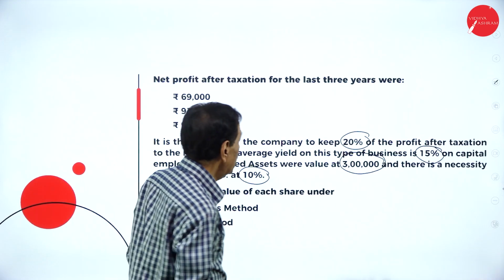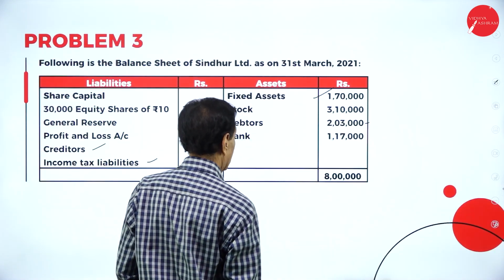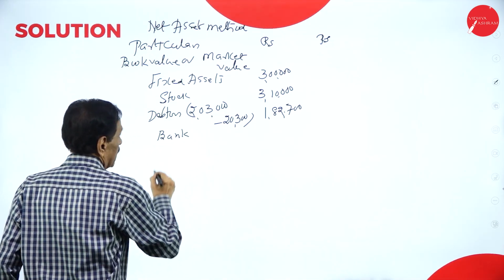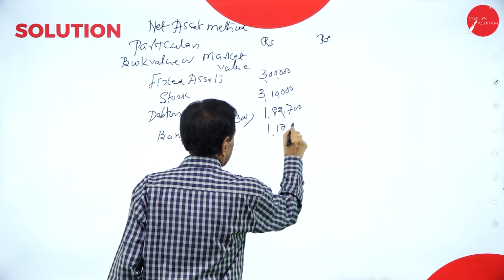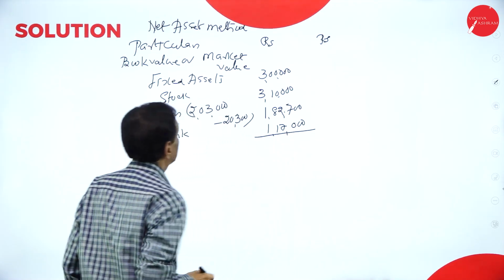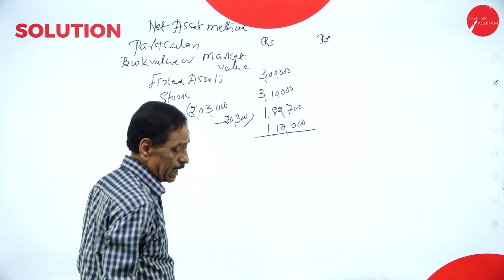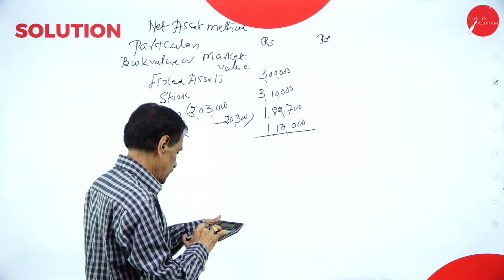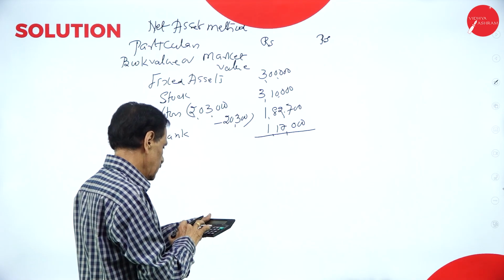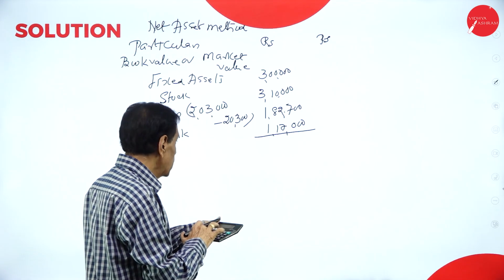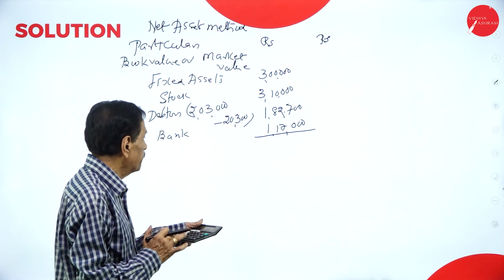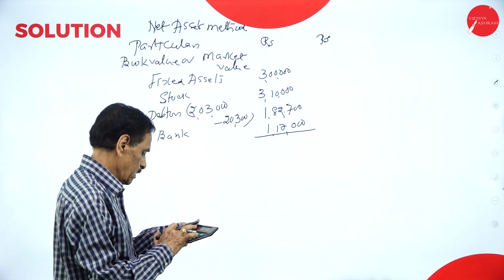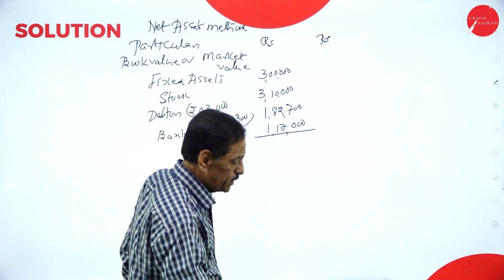1,82,700. Debtors over, then bank. Bank comes 1,17,000, cash at bank 1,17,000. Any asset revalued, add the figure. This is 3 lakh plus 10,000, plus 1,82,700, plus 1,17,000, is 9,09,700.